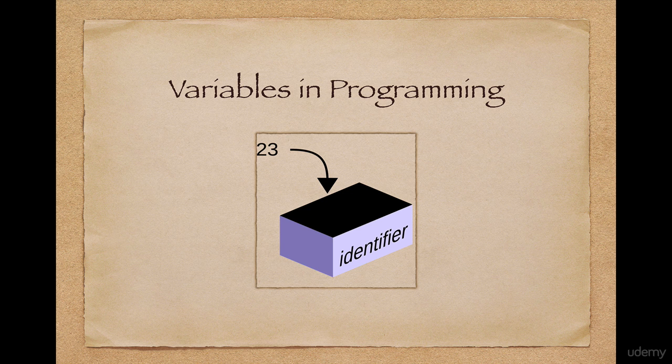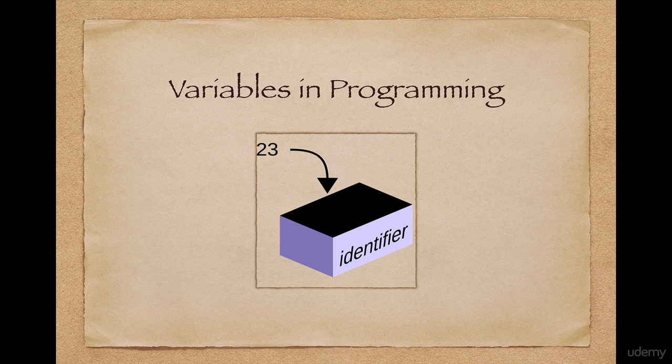In computer programming, a variable is a storage location paired with an associated symbolic name. For example, we have the data number 23, and look at the box, and the name of the box is identifier, right? This is a symbolic name, for example, an identifier, which contains some known or unknown quantity of information as a value. So we have the value 23 here, and this box does contain this value.